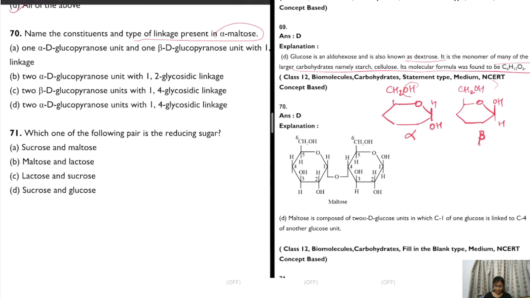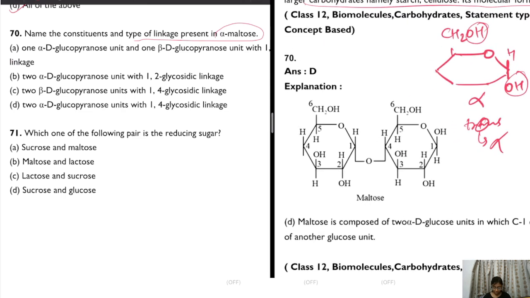Okay. How can you learn this? So see, OH and OH are on opposite sides. Like it is on trans. In trans, we have A, right? That is alpha. So this is how you can learn it. Now let's see what is alpha maltose. This is the structure.